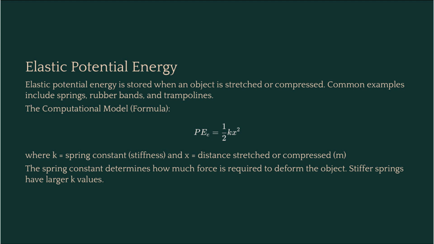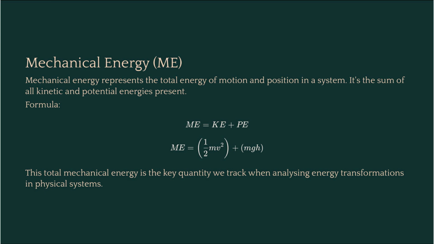And x is the distance you've stretched or compressed it. Just like with velocity, that squared means if you pull a slingshot back twice as far, you're storing 4 times the energy. So what happens when we put these together? The sum of an object's kinetic and potential energy is called its mechanical energy, or ME. ME equals KE plus PE.